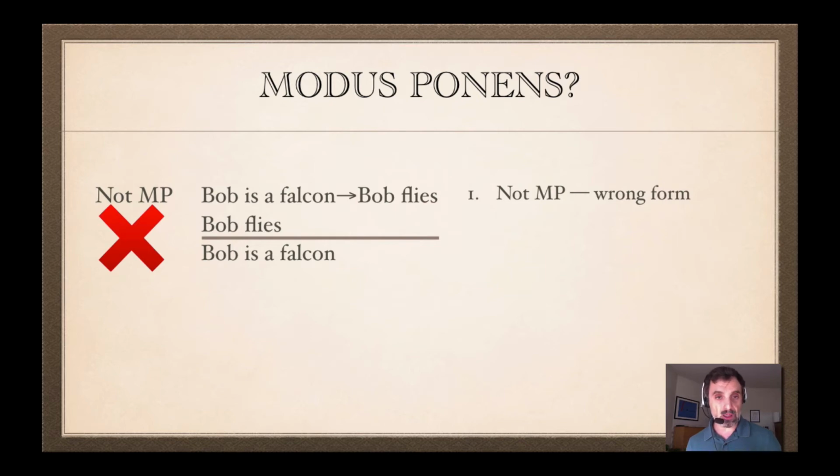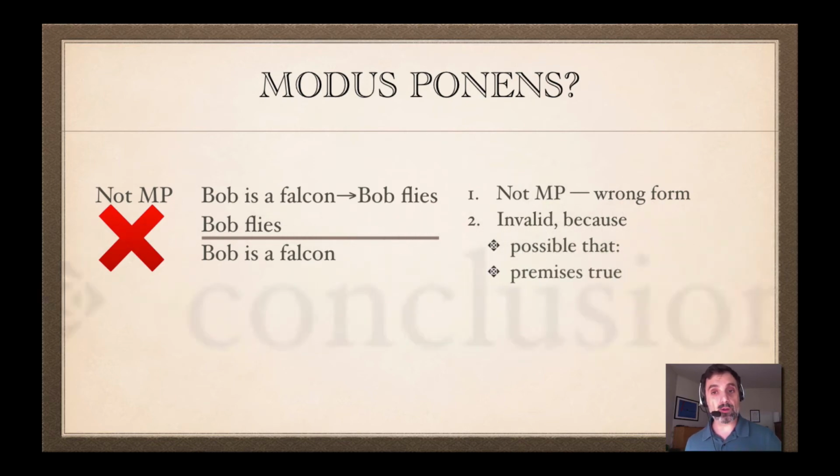There are, as we'll see, a lot of valid inference rules, but this is also invalid. And what do we mean by that? Remember, an inference rule is valid. What does that mean? Whenever the premises are true, so is the conclusion. But that's not the case here. It's possible for the premises of this argument to be true, while the conclusion is false.